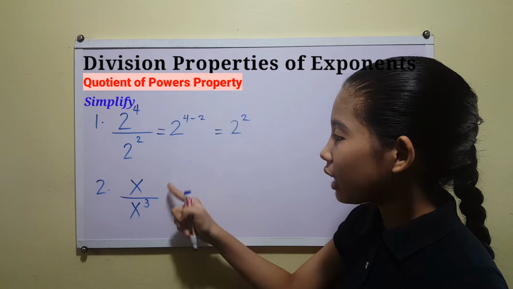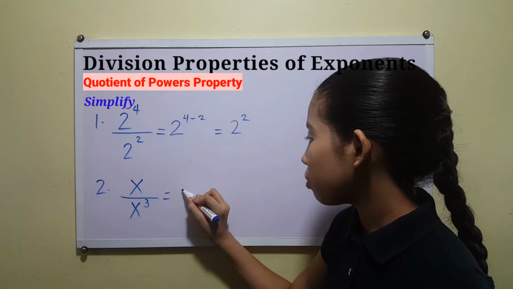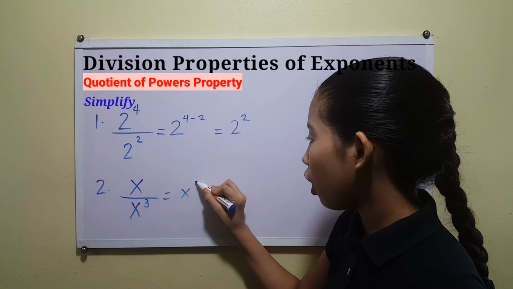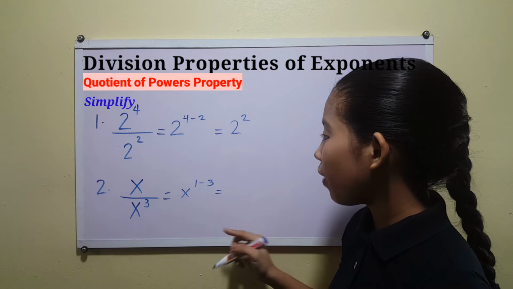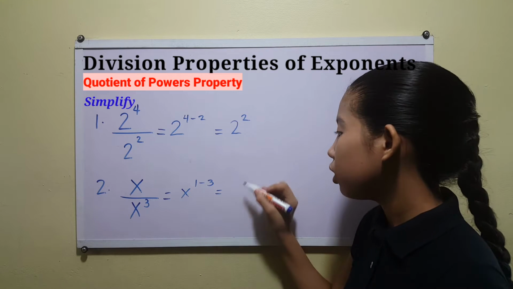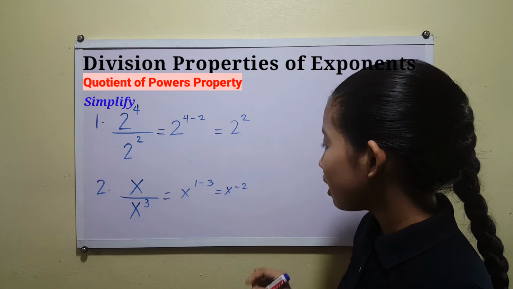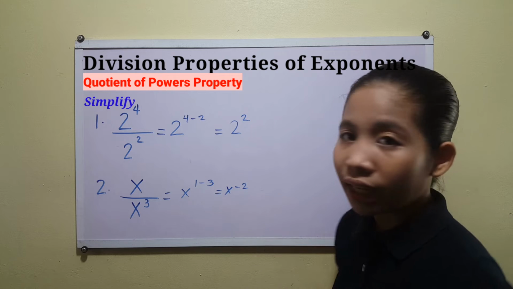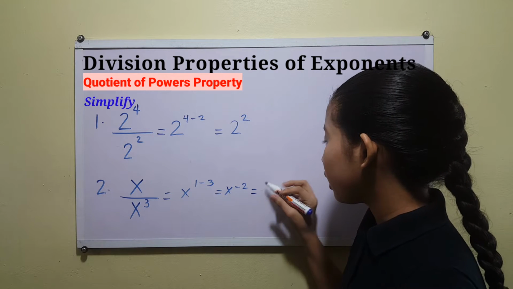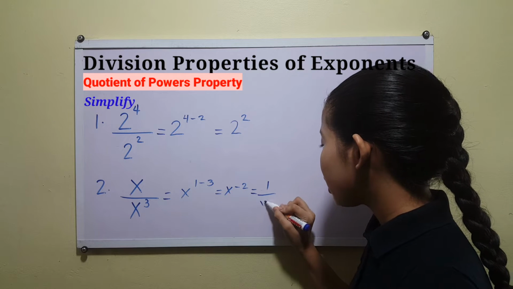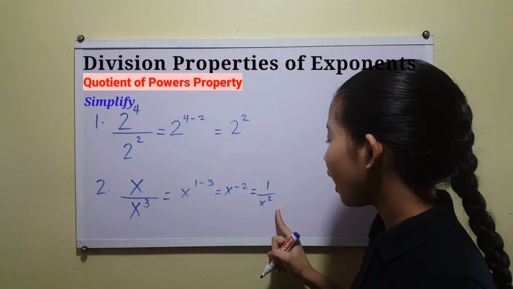Next, we have x divided by x to the power of 3. Copy the same base, which is x, to the power of 1 minus 3. Simplify. 1 minus 3 is negative 2. So we have x to the power of negative 2. And since our exponent is a negative, it is not in its simplest form. So let's simplify. The reciprocal of x is 1 over x. And write its positive exponent, 2. So our answer is 1 over x squared.